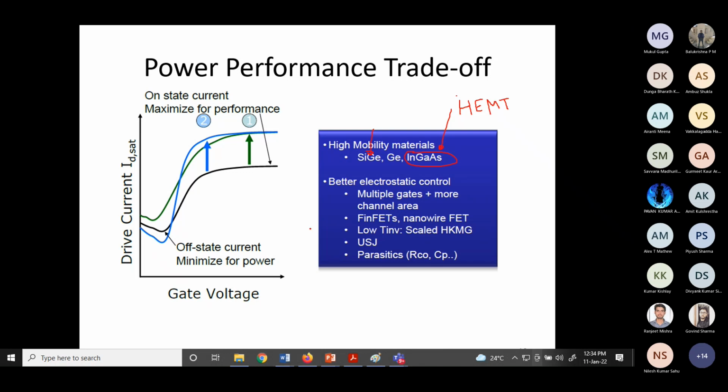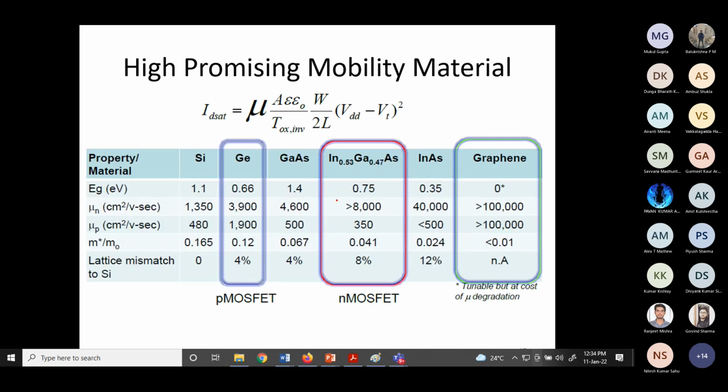People started making multiple gate MOSFETs. People started making FinFET so that you can get better control from the gate side and all that. Again, we will discuss these things in much more detail later on. So I'm just keeping this slide.